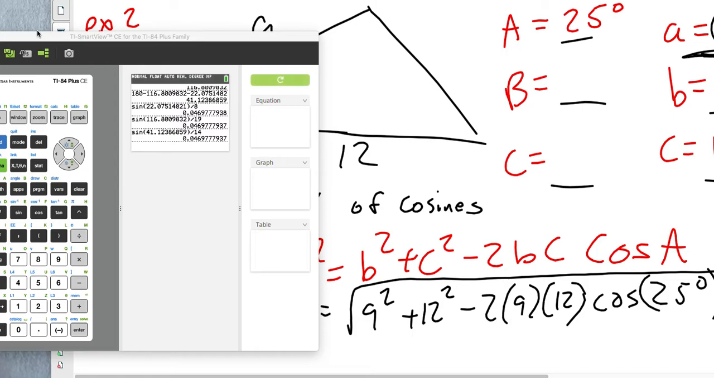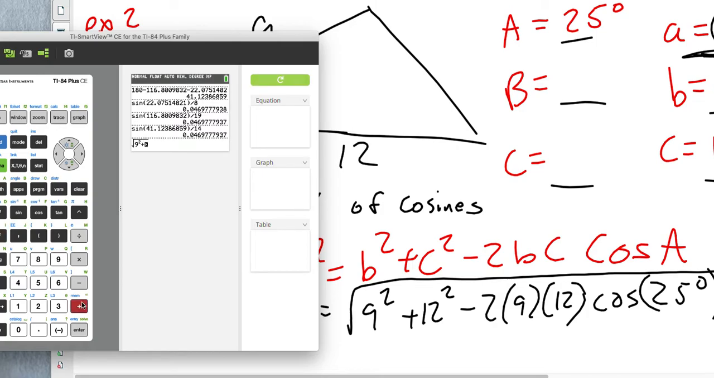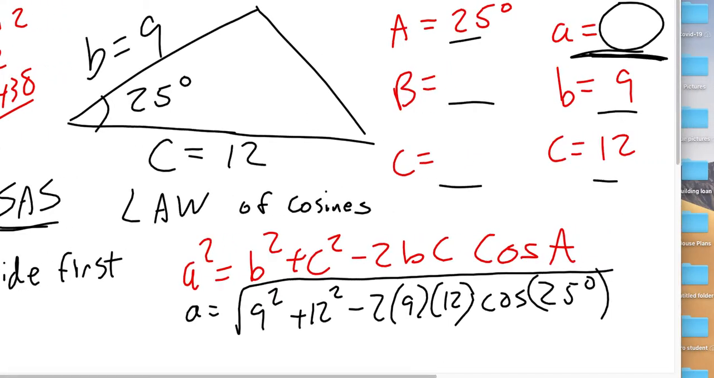All right, so I'm going to put the square root first. 9 squared plus 12 squared minus 2 times 9 times 12 cosine of 25. This is just calculator work. Hit enter. 5.4. And that's what the book has, so we're right. 5.4.